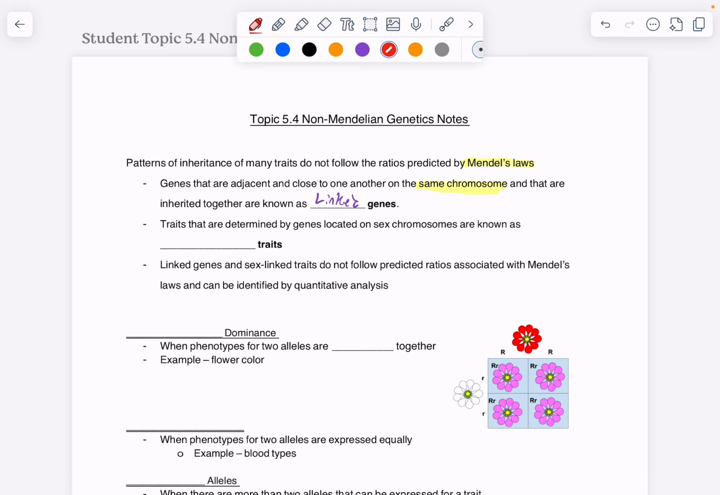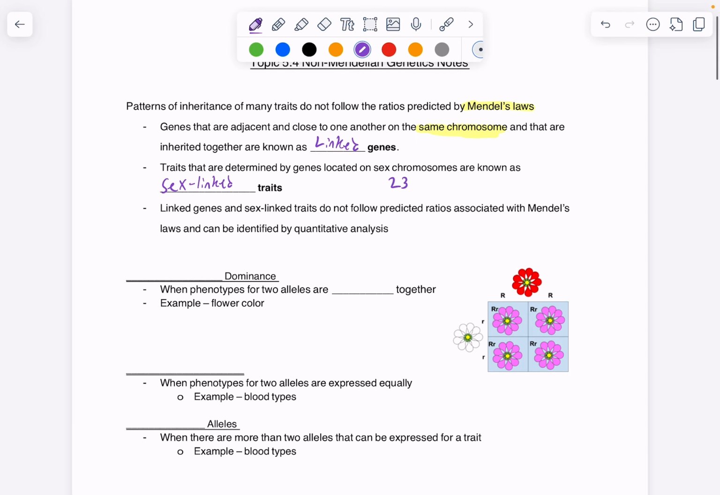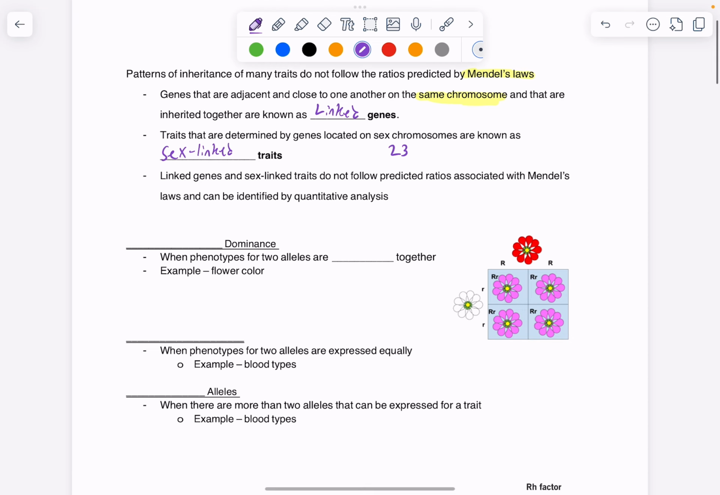We also have traits that are determined by genes located on our sex chromosomes, chromosome pair number 23. These are known as sex-linked traits. Linked genes and sex-linked traits do not follow the ratios associated with Mendel's laws and can be identified by quantitative analysis. That's a fancy way of saying we could do chi-square or probabilities. We're looking for expected ratios or outcomes, comparing them to the actual outcomes, and seeing if they match up or not.